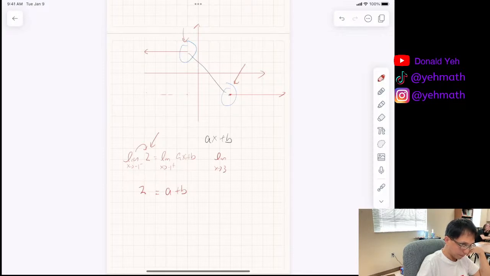Now the second break point happens at where? 3. From the left side, it's going to be ax plus b, equal to the limit as x approaches 3 from the positive side of -2. Is that okay? What are you going to get? 3a plus b is equal to -2.